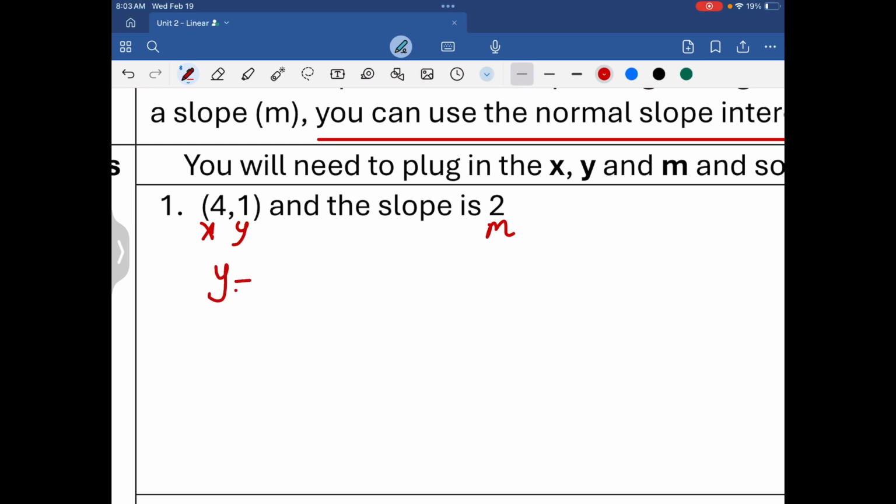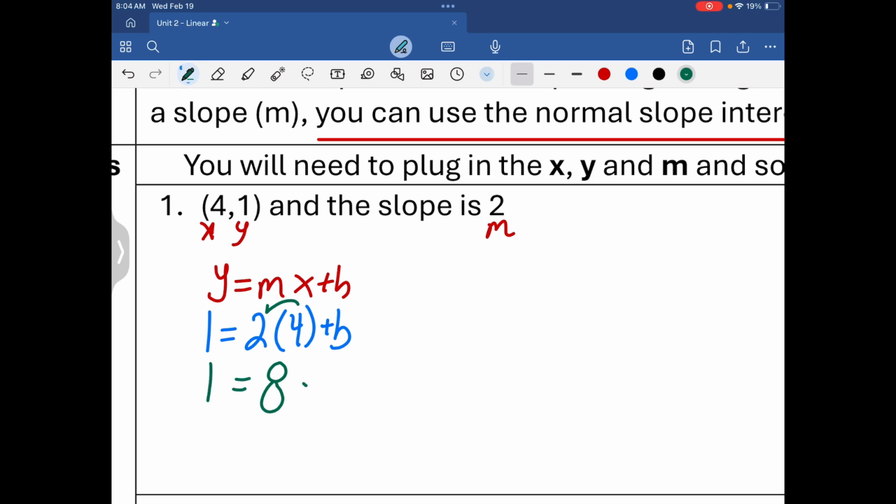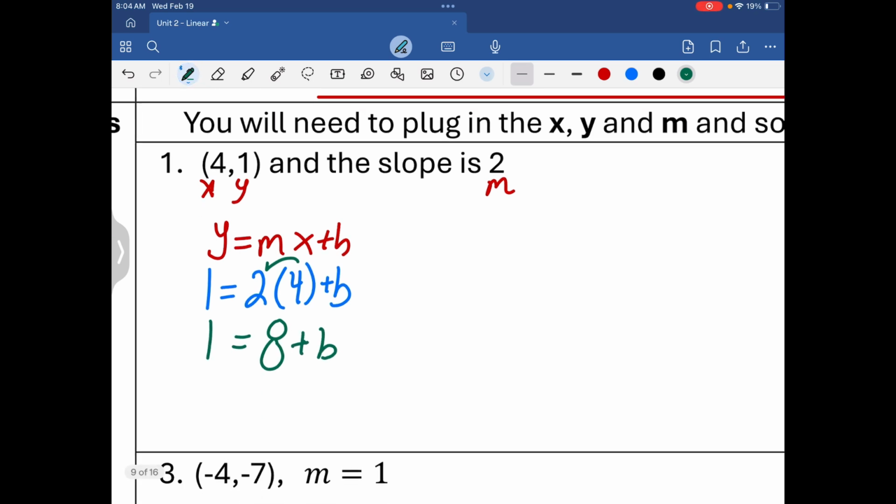So we take our y equals mx plus b, and we are going to start plugging it in. So I'd have 1 equals 2 times 4 plus b. Now, this looks really simple. We know how to do this. We're going to have to multiply or distribute. So we get 8 plus b equals 1. Okay, we can subtract the 8, do our split. And so we get b equals -7.